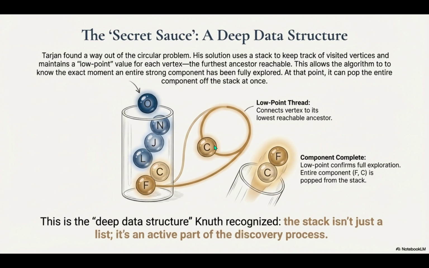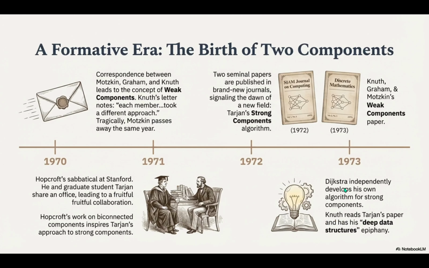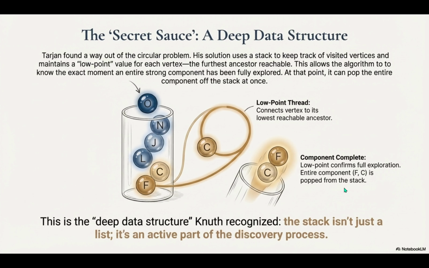I see. And here's the genius of it. The low point lets the algorithm know the exact moment, the exact nanosecond, an entire strong component has been fully explored. How does it know? When the low point of a vertex equals its own initial index, the number it got when the search first found it, that's the signal. It means that vertex is the root of an SCC. It's the entry point to the side. It's the entry point, and everything below it on the stack that hasn't been assigned to another component yet belongs to this one. So that's the trigger that says loop closed, component complete.